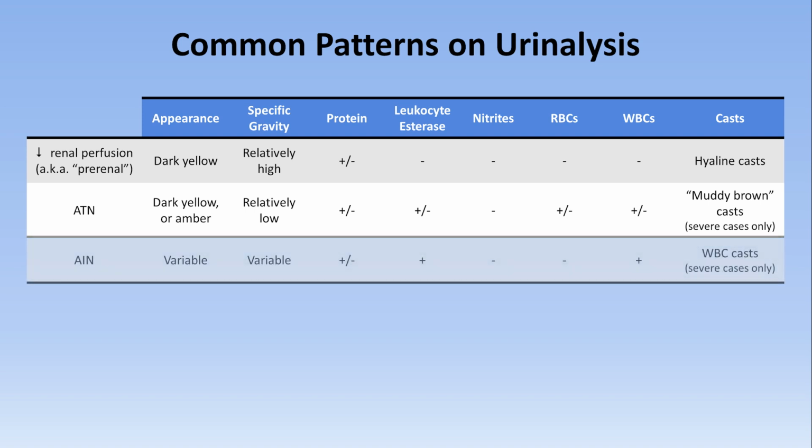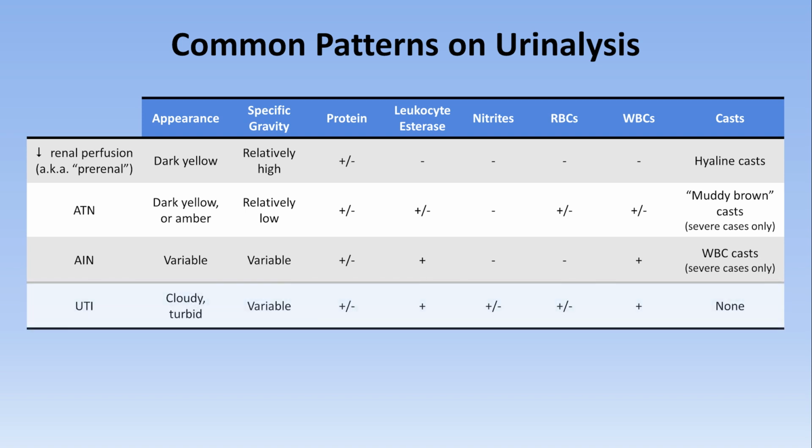The hallmark of AIN on the UA is the presence of inflammation without evidence of infection. So leukocyte esterase, white cells on microscopy, and in severe cases, white blood cell casts. Urinary tract infections causing AKI lead to the same findings on UAs that all UTIs do: cloudy and turbid in appearance, leukocyte esterase, and white cells. Sometimes, but not always, there will be a very small amount of protein, nitrites, and/or red blood cells.